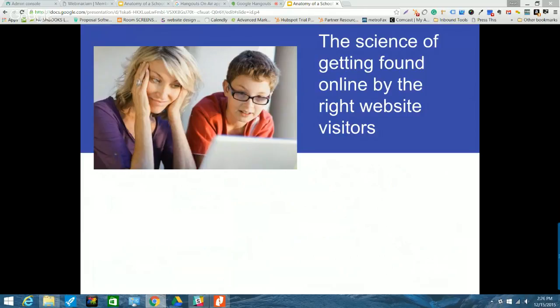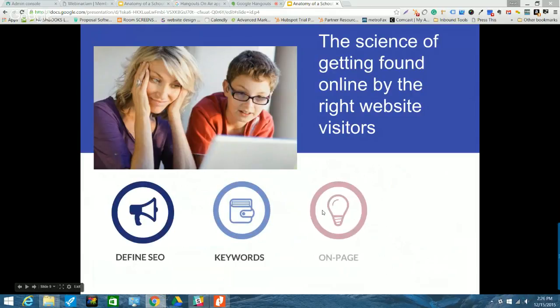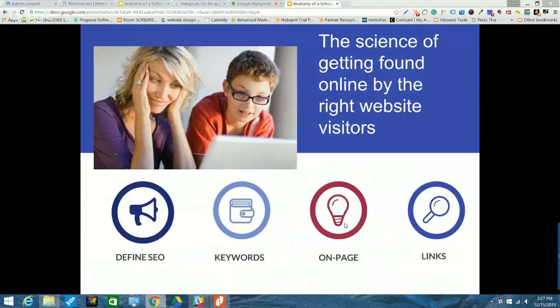So inbound links, also known, oh wait, I'm not using the thing here. So that's what SEO is. There's keywords, and then there's on-page SEO. Okay, it's backwards here on the thing, but so we have on-page, inbound links. Yeah, you got to get that. Thank you.